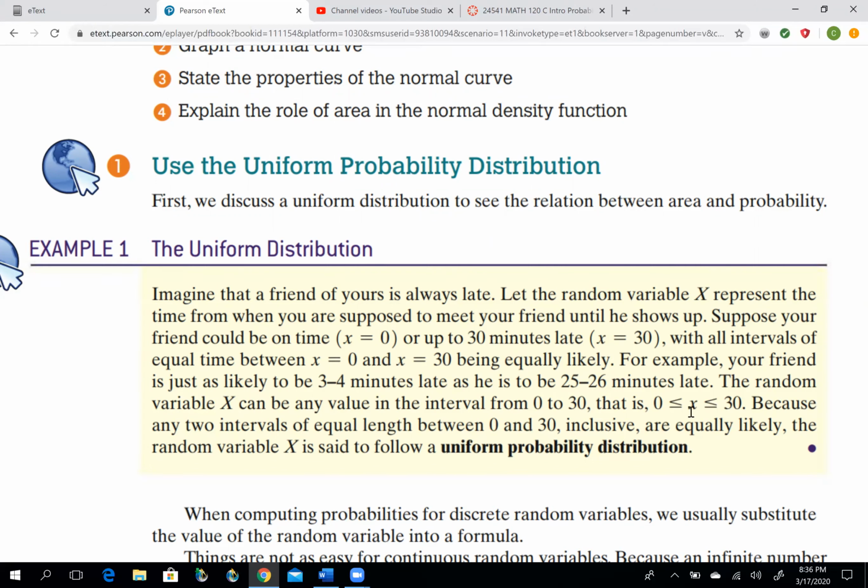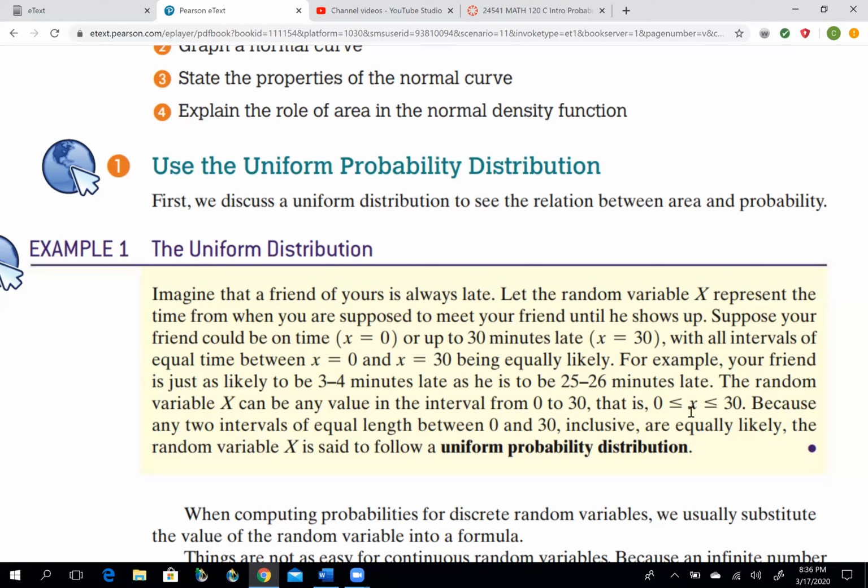All intervals of equal time between x equal to 0, meaning on time, and x equal to 30, meaning 30 minutes late, are equally likely. For example, your friend is just as likely to be 3 to 4 minutes late as he or she is to be 25 to 26 minutes late. The random variable x can be any value in the interval from 0 to 30 inclusive. Again, 0 is on time and 30 is 30 minutes late.